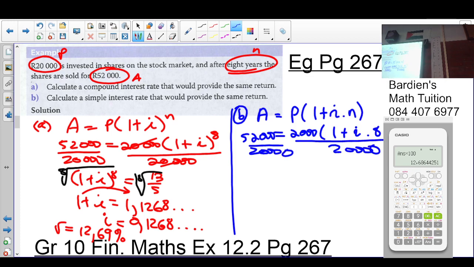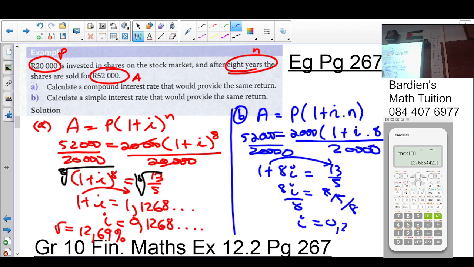20,000, yes. Okay, so it's going to be 1 plus 8i is equal to 13 over 5. Minus 1. So it's going to be 13 minus 5 is 8, no? 8 over 5. Divided by 8 both sides. 1 over 5. So i is 0.2. Is that correct? And I multiply that by 100, I get?